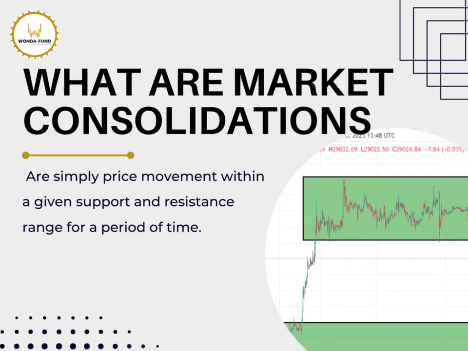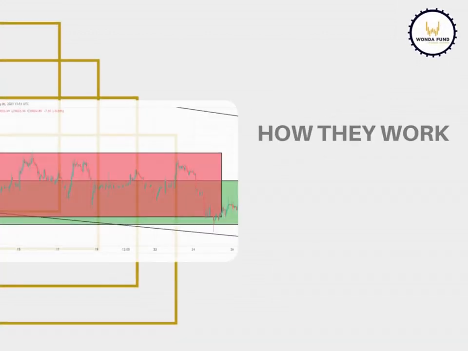Now, what are market consolidations? I've always said if you understand the nature of a thing, you know what it's capable of. Market consolidations are simply price movements within a given support and resistance, of course, over a period of time. So the market literally just trades between a particular support and resistance over a certain period of time. That's a market consolidation. Whenever you see something like that, that's a consolidation.